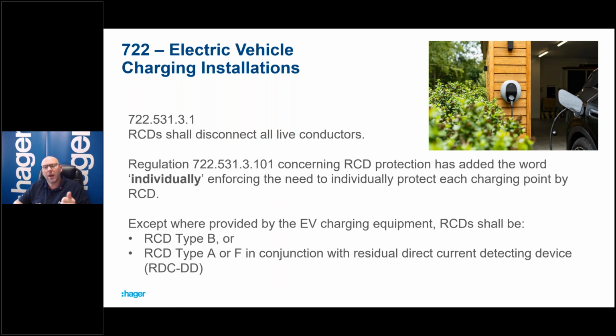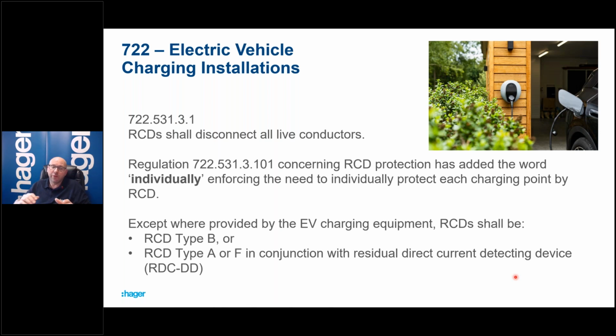Let me try and explain some of the reasons behind that. If you look at the text at the bottom here, except where the EV charging equipment deals with it, the RCD shall be a type B or an A or an F in conjunction with a residual direct current detecting device, an RDCDD. Now, a lot of these charge points have an RDCDD built into them, and they're set to 6 milliamps because they know that the type A device can deal with 6 milliamps. It can carry on working, no problem.